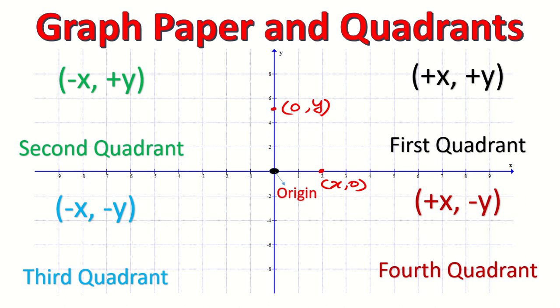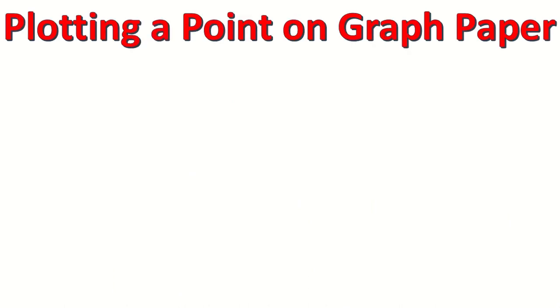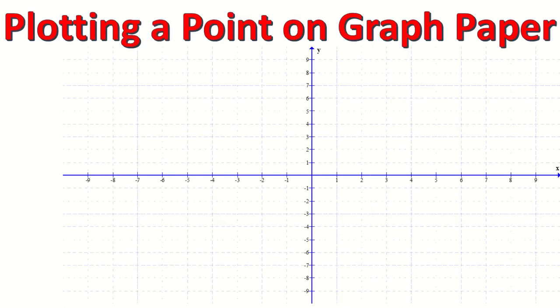Now let's talk about plotting a point on the graph paper. Though it's very easy, it is just a revision, so let's finish it quickly. If we want to draw this point, you can see this is 5, 2. Why 5? Because the value on the x-axis is 1, 2, 3, 4, 5, and the value on the y-axis is 1, 2. So the coordinate of this point is 5, 2.